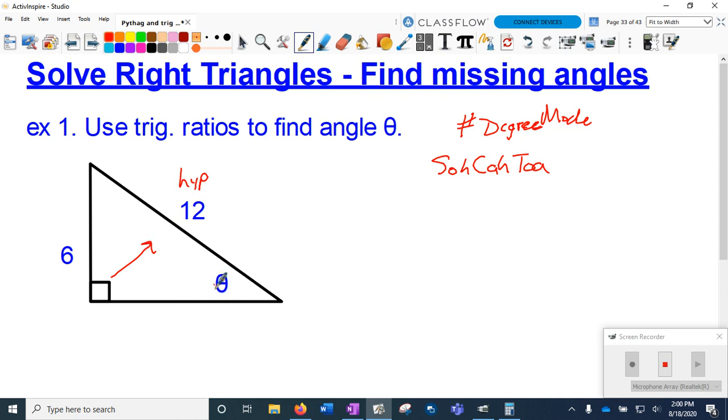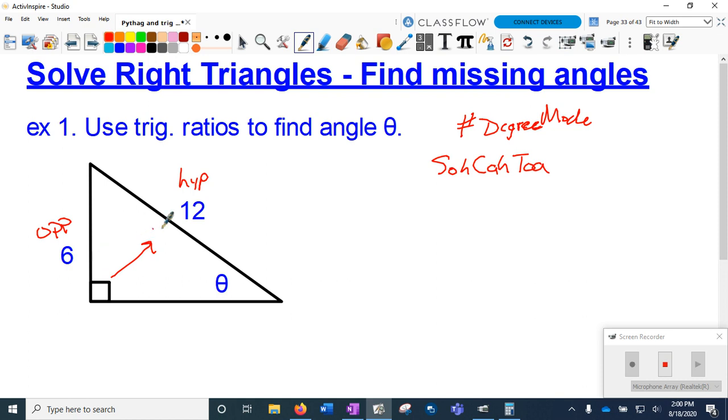Across from theta, we always label with opposite. Again, this side is blank. There's no number. There's no x. I'm going to avoid labeling it so that it doesn't start to confuse me.